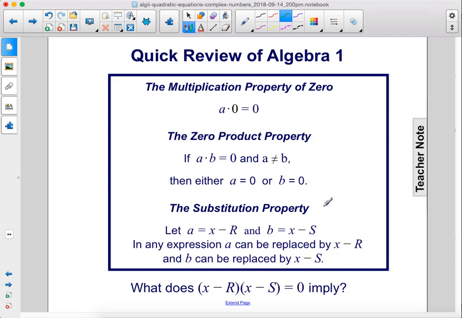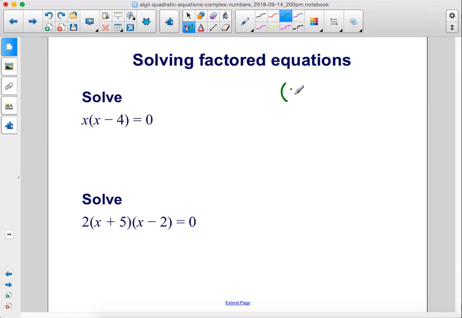The substitution property. Let a equal x minus r and b equal x minus s. In any expression, a can be replaced by x minus r and b can be replaced by x minus s. What does (x minus r) times (x minus s) equals 0 imply? On the previous slide, we had (x minus r) times (x minus s) equals 0, and we were asked, what does that imply?